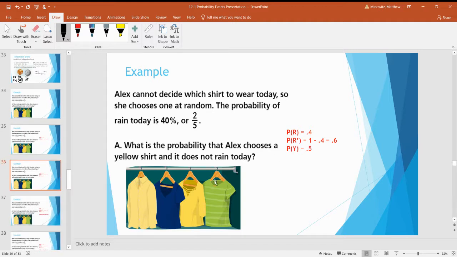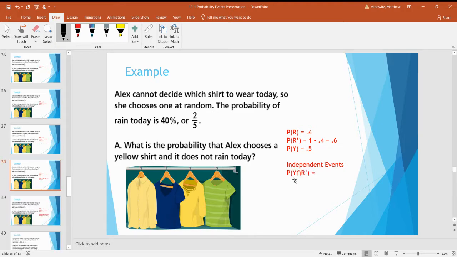Then I'm going to look at yellow shirt. So I see 2 yellow shirts out of 4. And if you're having trouble with colors, I am too. But I think I would consider 2 out of 4 to be yellow. And then we want to know if they're independent, which I think they are because I don't think color of shirt affects whether it's raining or not.